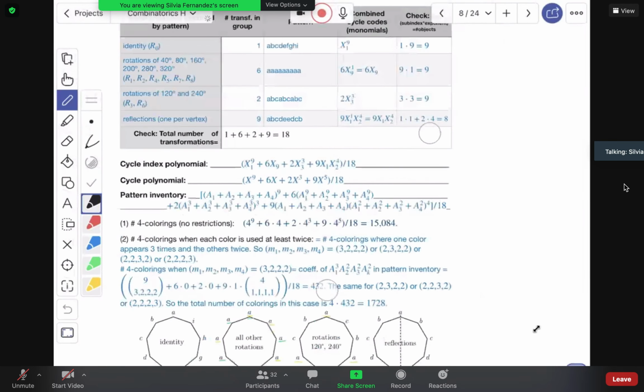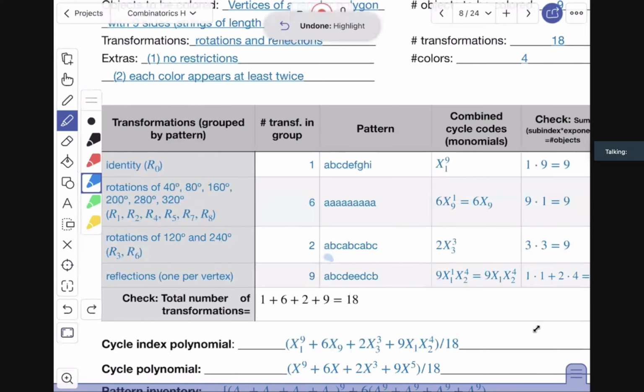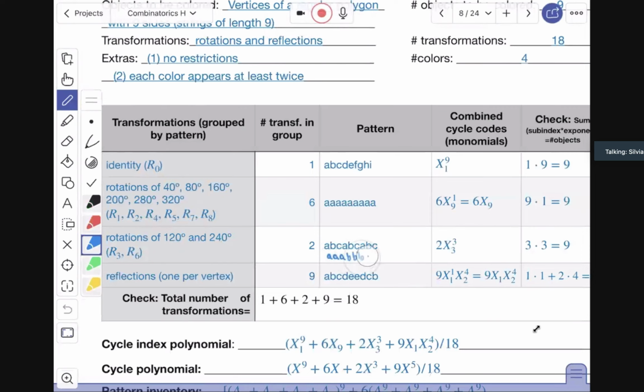So here I have, again, the letters listed in any order for most of the rotations. For the special ones, I have 3 A's, 3 B's, 3 C's. I could have listed these as AAA, BBB, CCC. That's fine. Then I compute their cycle code, the monomial. There are 6 of them, and there's one letter that appears 9 times. Here I have 3 letters that appear 3 times each, and there are 2 transformations that go with that. So those are my cycle codes.